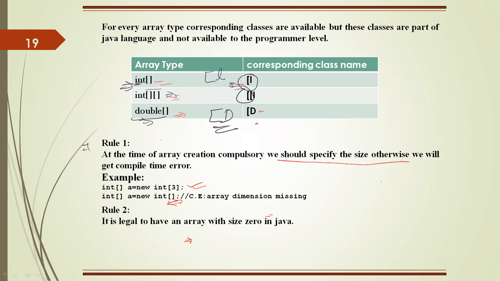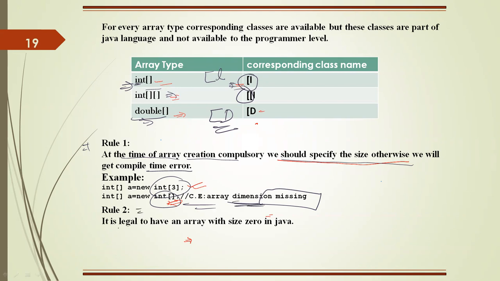Rule one: at the time of array creation, we should compulsorily specify the size, otherwise we will get a compile time error. Size is mandatory. If you are creating an array, we should pass the size. If you are not passing the size, compile time error: array dimension missing, right?